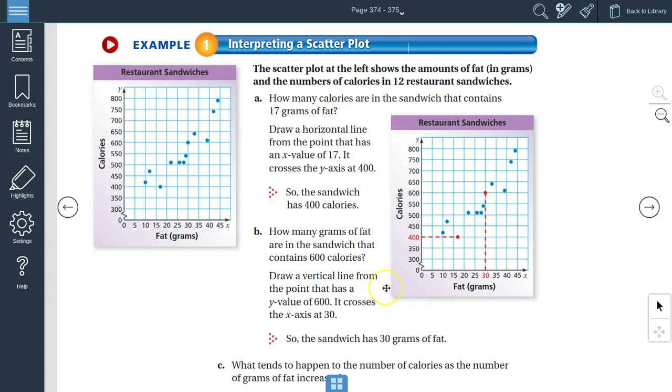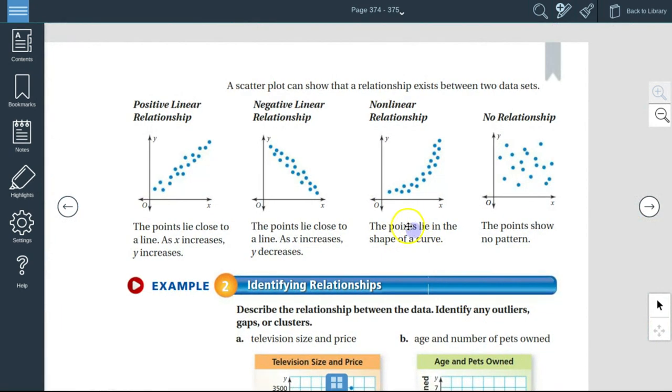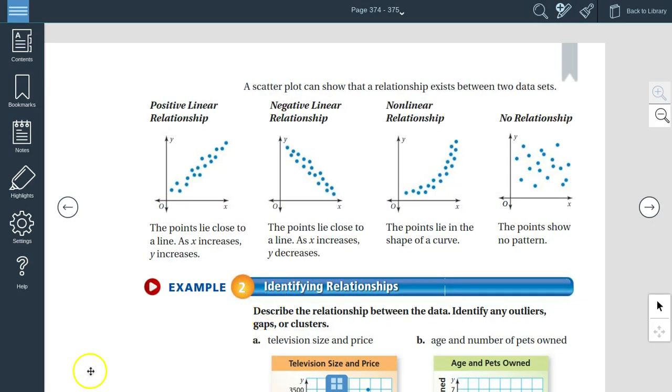Sometimes you pick data for a scatter plot and it doesn't really match up at all. So let's take a look at another one up here. Here's the different things you might see. For scatter plots, you might see a positive trend. You might see a negative trend. Sometimes there is a trend, but it's not linear. So you would just say it's not a linear relationship. You see that up here.